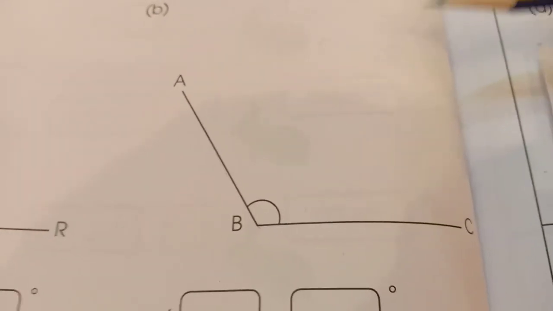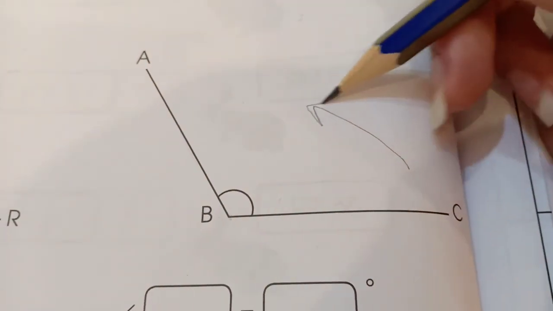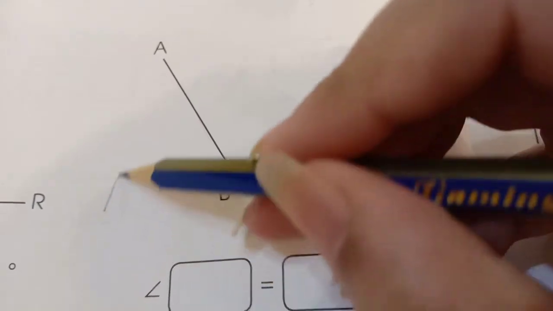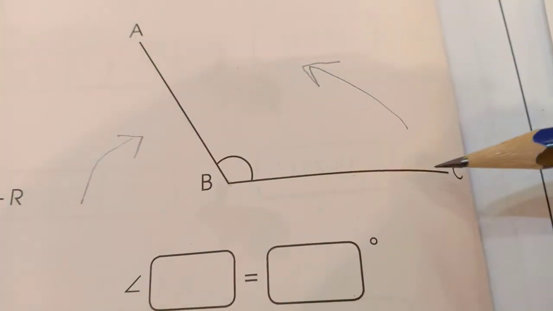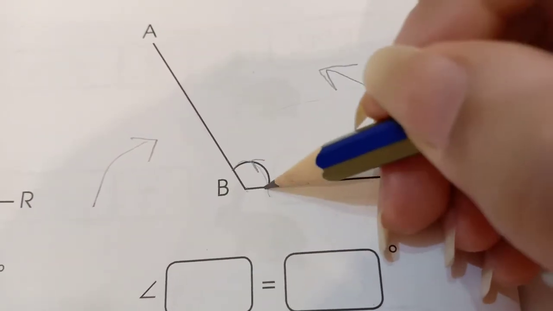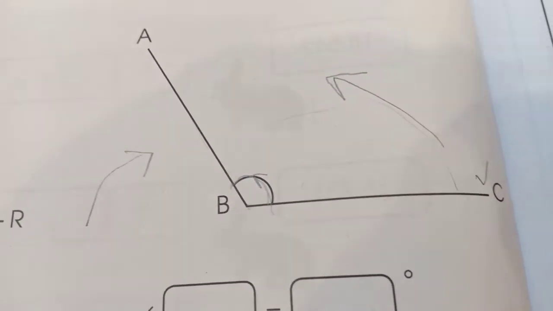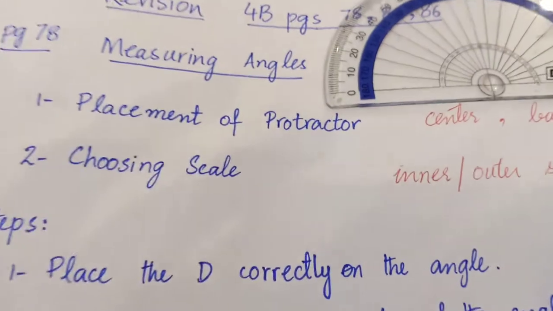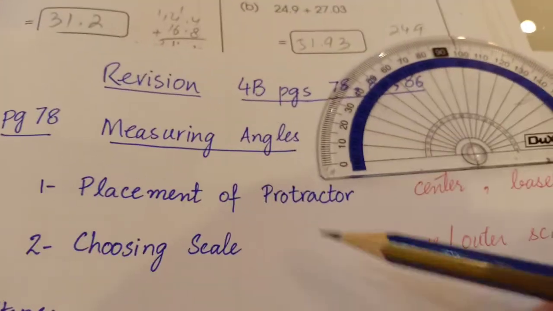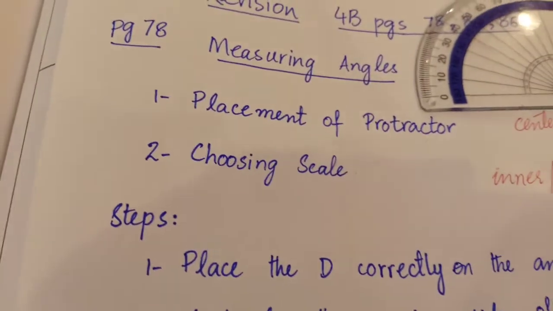You will always have a look at the angle, whether the angle is opening this side or it is opening from this side. Of course, this is opening from this line to this line. Angle is opening from this side, from here to here. So angle is opening from this side. After the correct placement of protractor, we have to choose the scale, inner or outer. How we are going to do this?